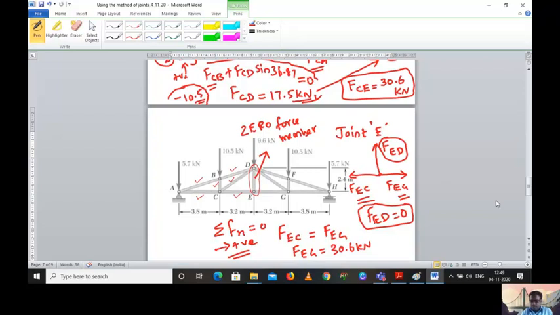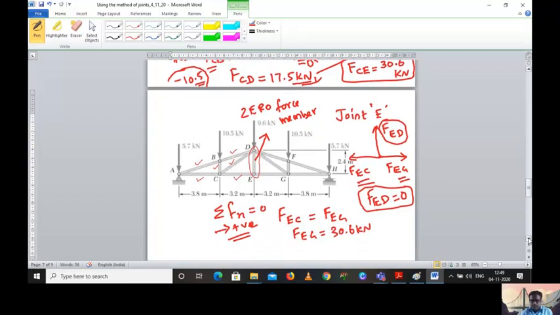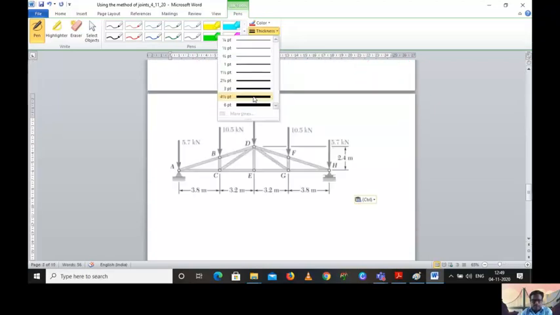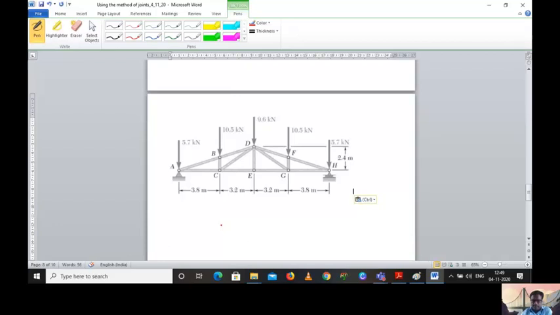Okay, that's all about this problem. If you want me to summarize, I will write the answers here. Based on our calculation, we can summarize our answer. FAB, we got this particular member A to B. I am drawing it separately so that you will understand. A to B, and you have AC.